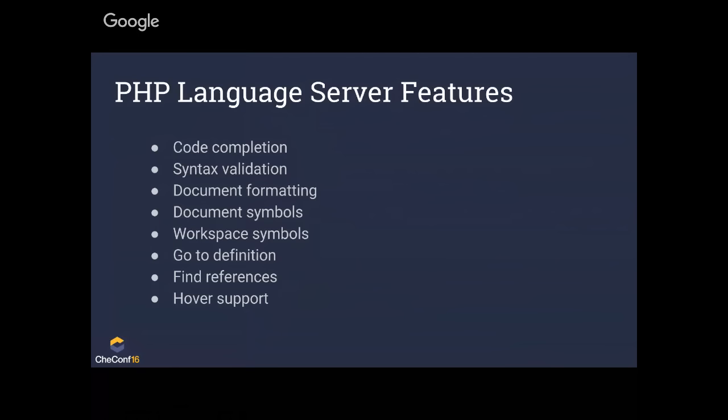IntelliSense in Che is provided by language servers. At least this is the new trend. For older implementations of languages like Java and C, I think they're still not using the language servers, but for every new language, it's the language server that is used. There is a language server for PHP as well, and it evolves pretty fast and already provides the most important IntelliSense features like code completion, syntax validation, formatting, finding symbols, code navigation, and others.